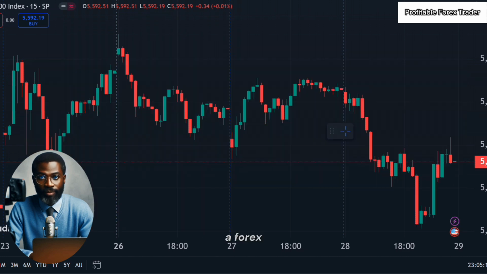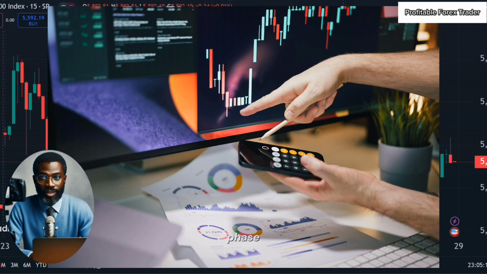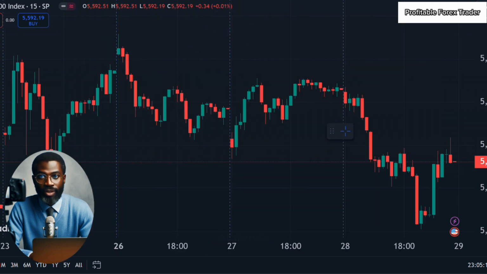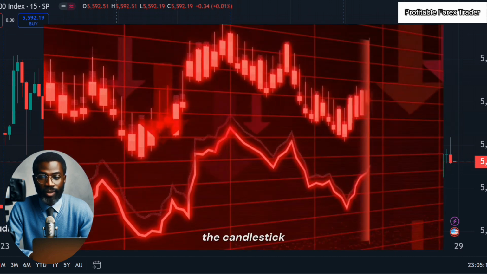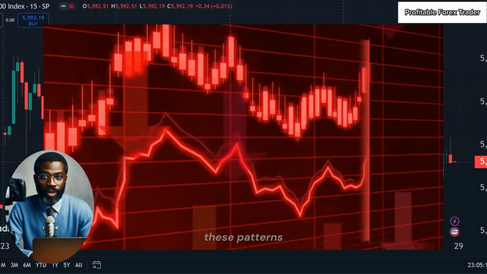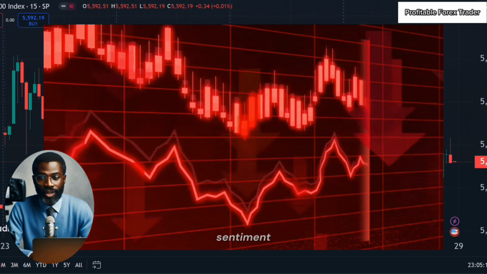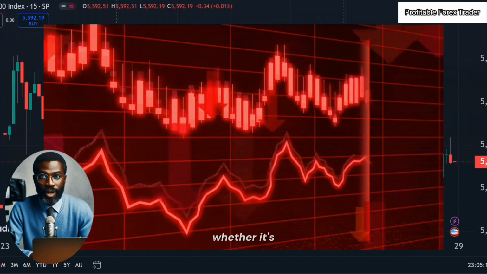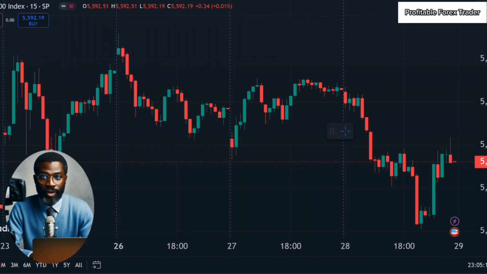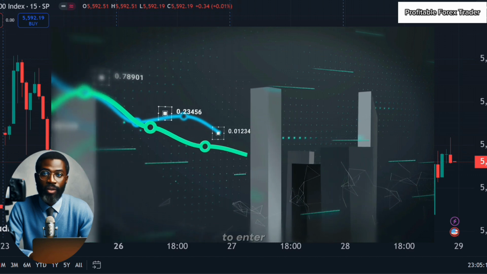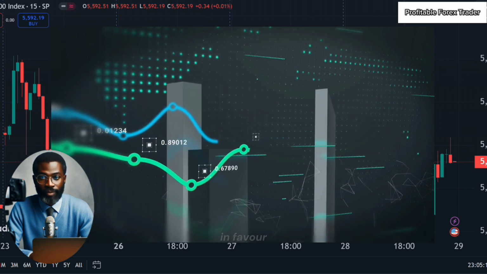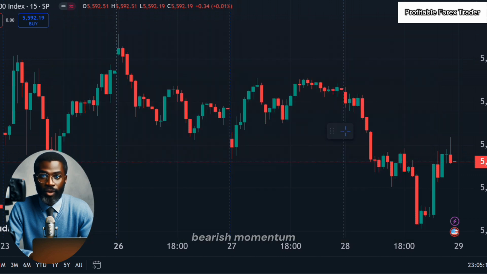When analyzing a Forex chart, we typically look at the chart to determine the probable direction of the price, whether it's in an uptrend, downtrend, or consolidation phase. However, beyond just looking at trends, we can also examine the candlestick patterns that make up the price action. These patterns provide insight into the market sentiment on a day-to-day basis, whether it's more bullish or bearish. By understanding these patterns, we can fine-tune our entries, allowing us to enter trades when all the indicators align in favor of either bullish or bearish momentum.